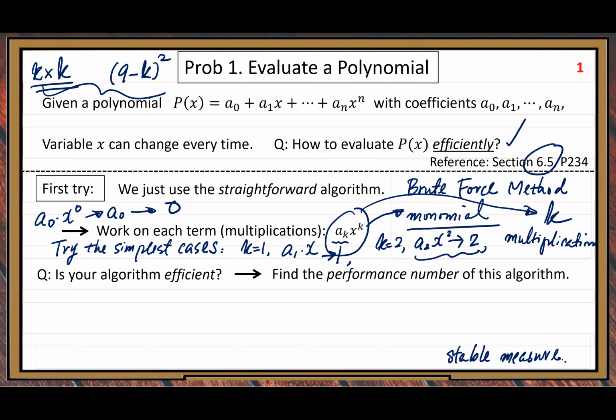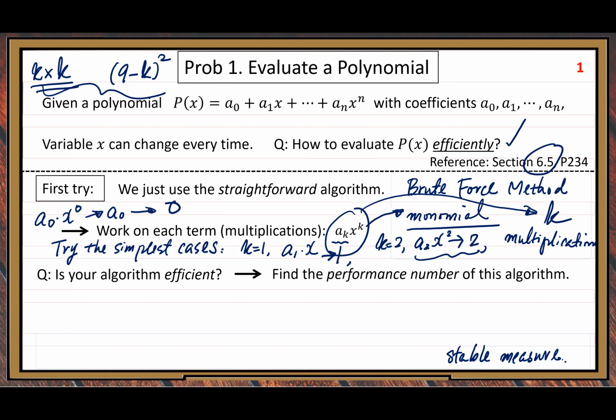What do you mean stable measure? Here you can imagine, the first straightforward measure is the response time, right? When you write a program, let's write a program to evaluate the polynomial, then we need to run it. When we run this program in our computer, we can look at the response time. That's our first performance measure.